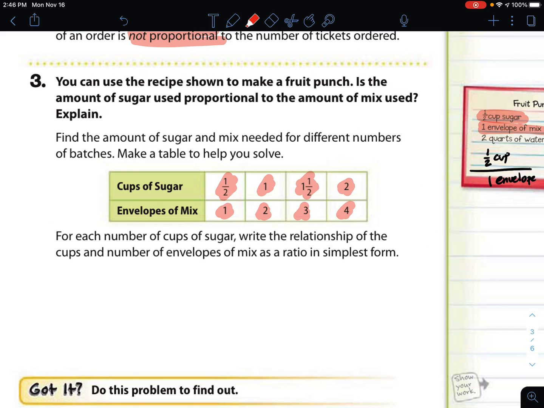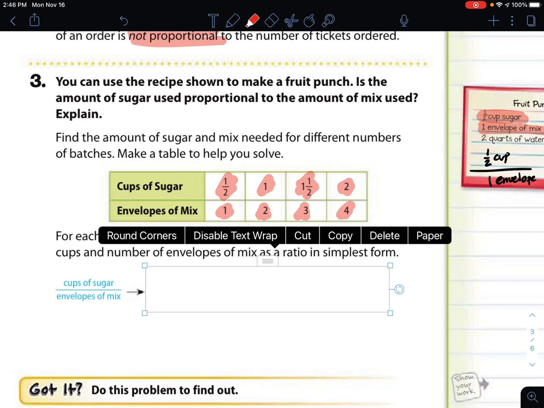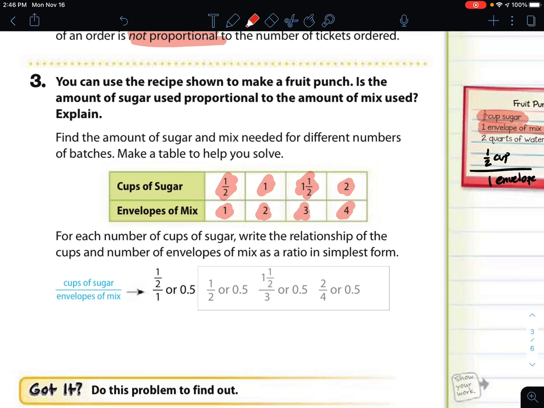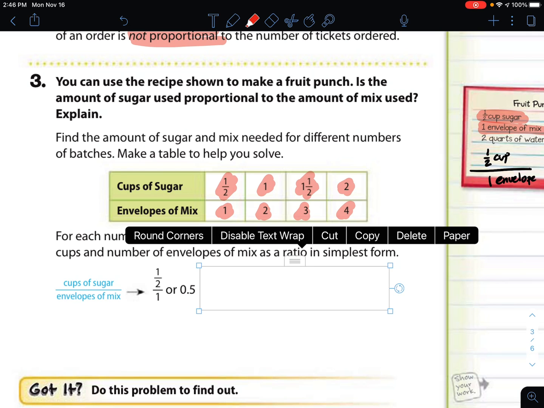So, for each number of cups of sugar, write the relationship of the cups and the number of envelopes of mix as a ratio in simplest form. So we go back here, and this is what we need to do. Our numerator will be the number of cups of sugar. The denominator will be the envelopes of mix. So for every 1 envelope of mix, right here, 1 and 1/2 over 1 is the same as 0.5.